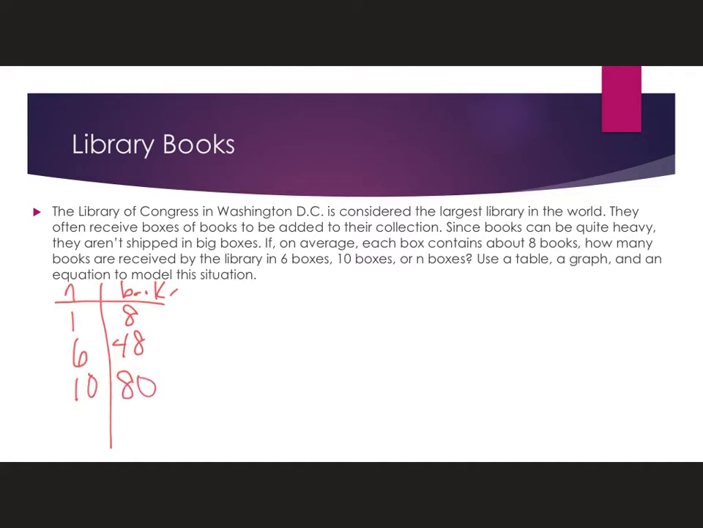So let's think about what that means. So there's 8 books per box. So we've done a table. Let's think about what a graph of this would look like. So a graph would say, okay, in one box there would be 8 books. In 6 boxes there would be 48 books. Put that way up here. And there'd be dots in between for each box of books, right? But it would be dots because you can't get 1.5 boxes of books. Does that make sense?